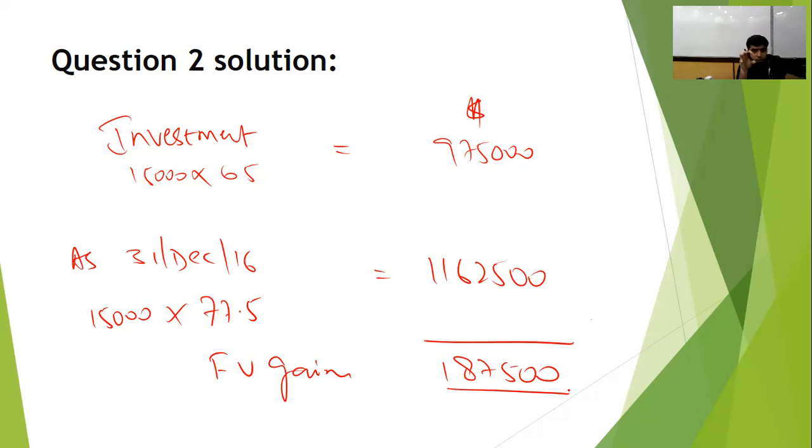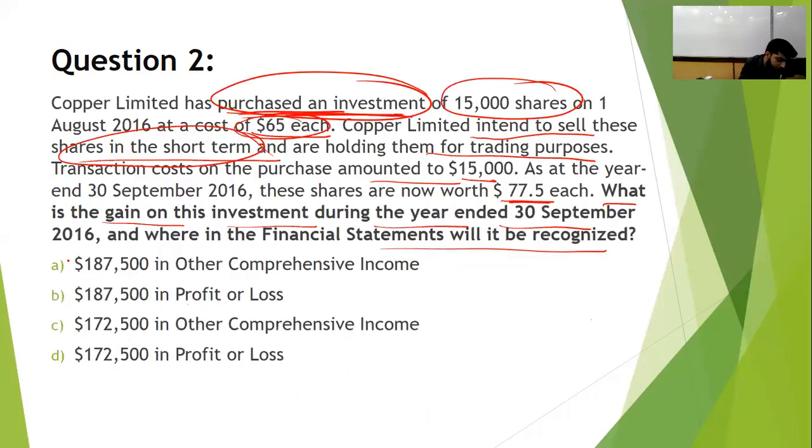So how are we going to recognize this fair value gain? Are we going to record this fair value gain in OCI? No, we are going to recognize this fair value gain in P&L, as we are following fair value through P&L. So let's have a look at the answer. What will be the correct option? That is option B: the fair value gain will be recognized in P&L, that is 187,500. I hope it is clear.